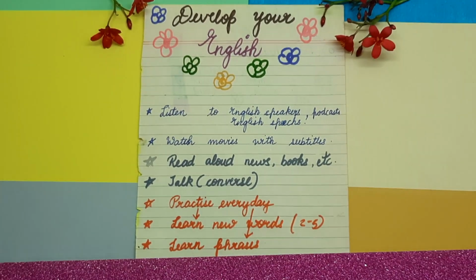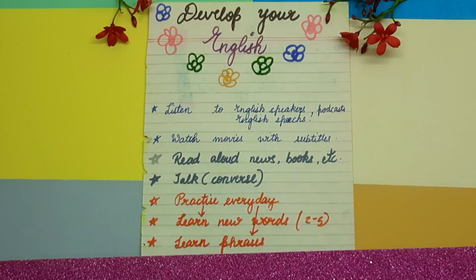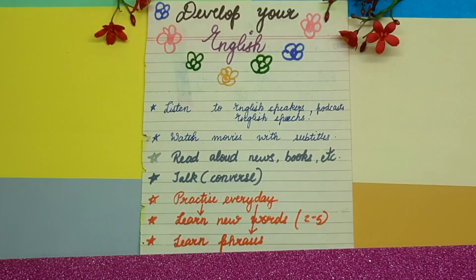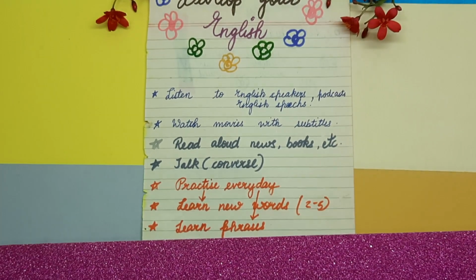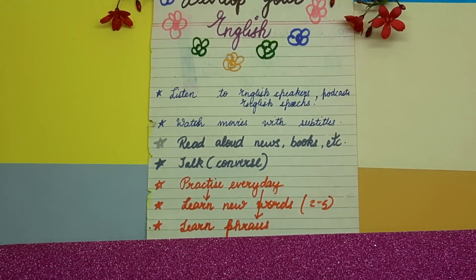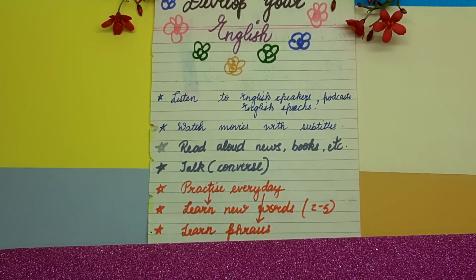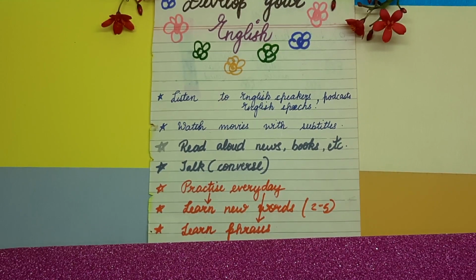Tip number 7 is learn phrases. Phrases are extremely important. If you are my subscriber or you're continuously following me, you may know that I provide a lot of phrases on different topics. I provide a lot of alternatives. So try to learn different alternatives for that particular phrase.